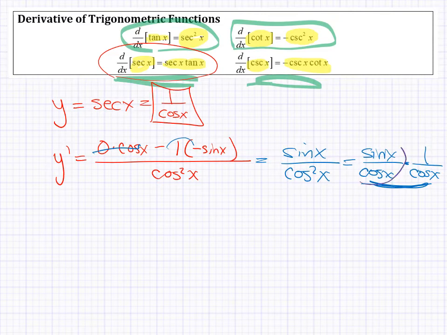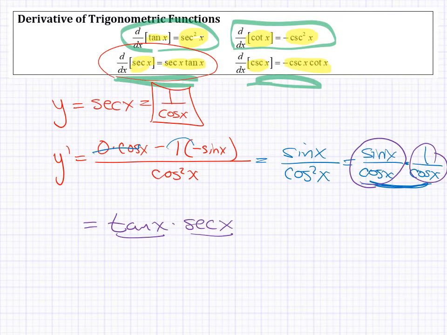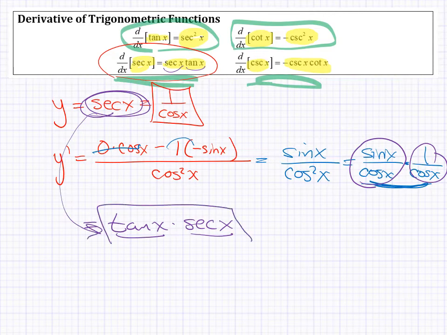But here, this is an identity: sine over cosine equals tangent x. And 1 over cosine equals secant x. So tangent times secant, or secant times tangent, however you want to write it, they're multiplied so the order doesn't matter. But the derivative of the secant is the tangent times the secant. And this one would follow basically the same way. You'd write this as 1 over sine, and then follow the same procedure.